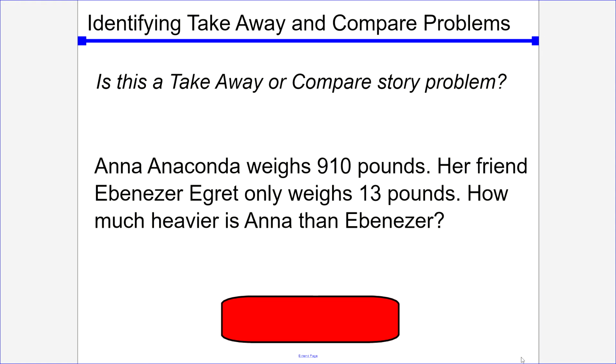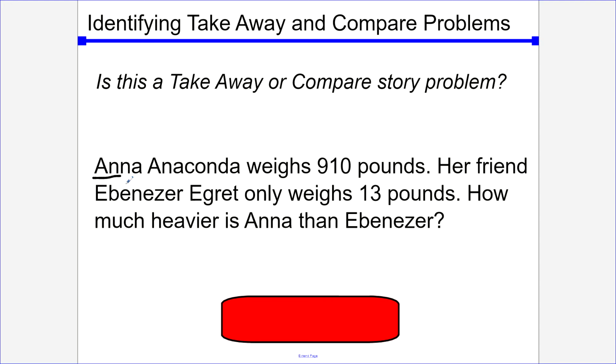Now look at this problem. Anna Anaconda weighs 910 pounds. Her friend Ebenezer Egret only weighs 13 pounds. How much heavier is Anna than Ebenezer? Ooh, the keywords in this problem are a little bit trickier than some of the other problems we've seen before.